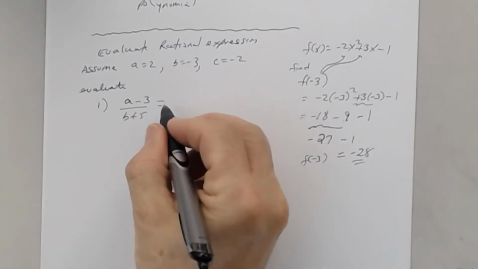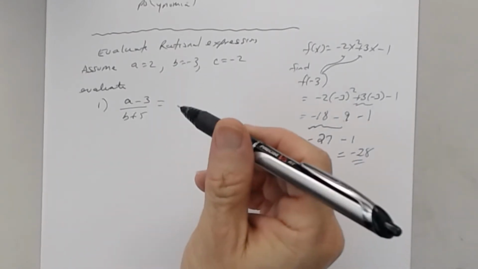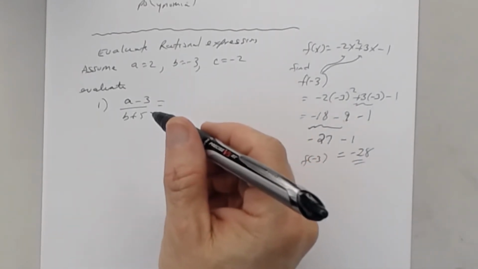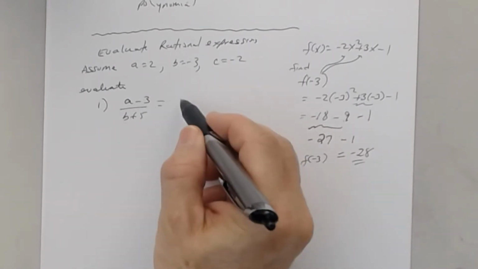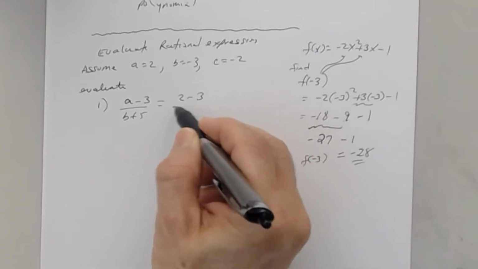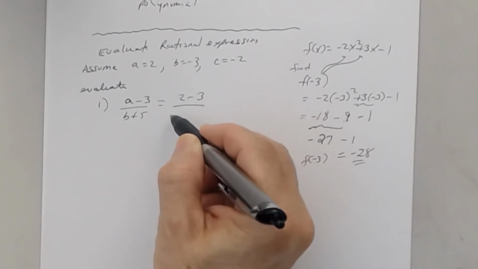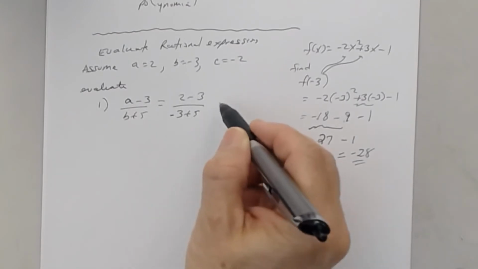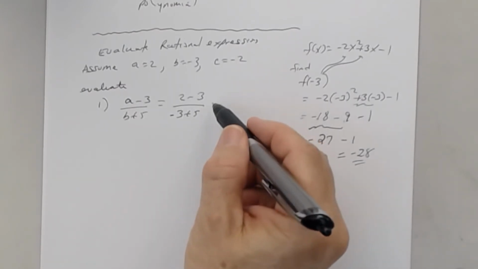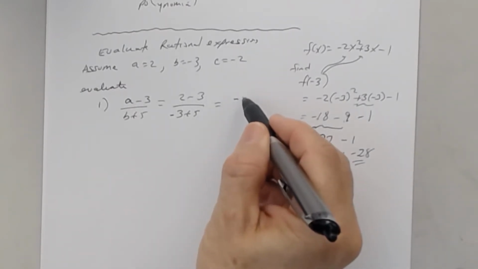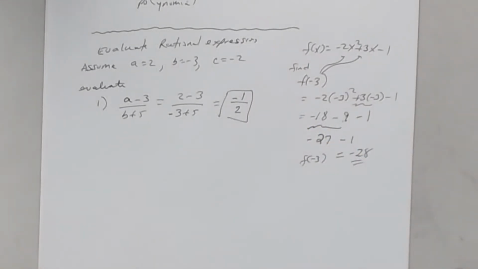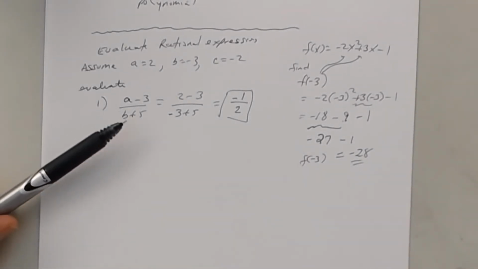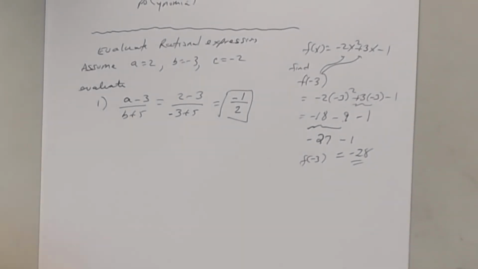So I'm going to plug in the values, I'm going to chug them to find out what the computation is. So a is 2, so I'm going to say 2 minus 3 divided by b, and what's b? So I say negative 3 plus 5, and now let's chug. What's the numerator? Negative 1 over, and the denominator is 2. So there's your answer. That rational expression is equal to negative 1/2 when a is 2 and b is negative 3.